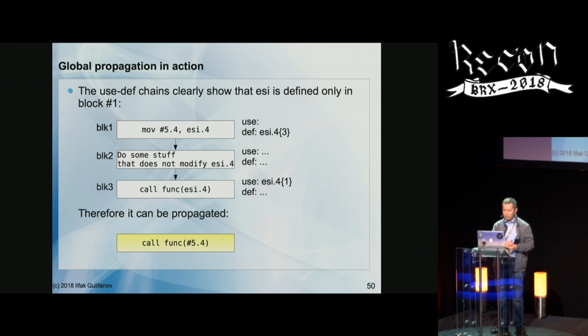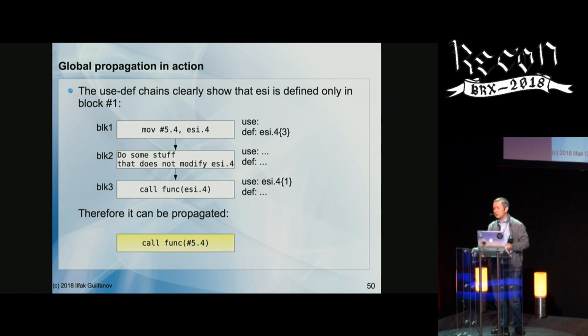And you see that the first block has a def list with ESI, which is used only in block number 3. On the other hand, block number 3 says that we use the ESI that comes from block number 1. So by looking at these two pieces of information, we can decide it is very safe, no problems at all. We can get rid of the instruction in block number 1 and propagate the value 5 directly into block number 3.